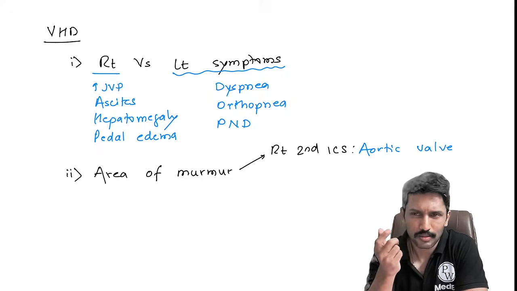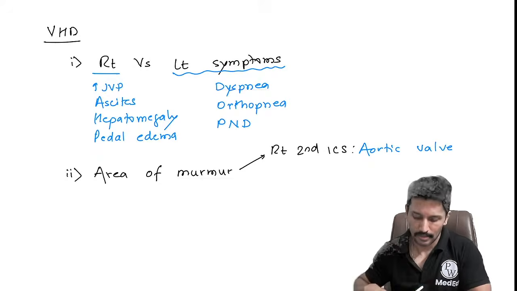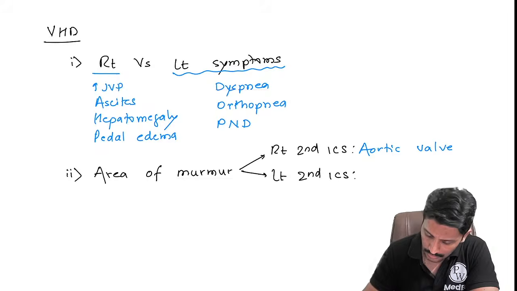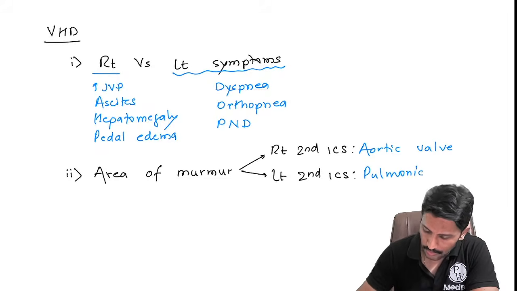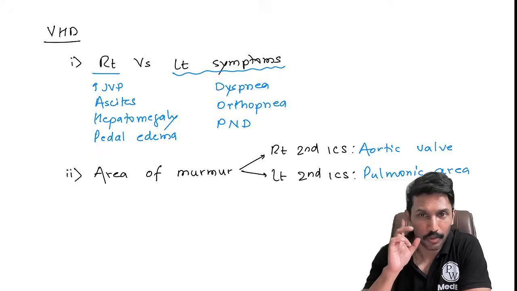You choose AS, and you have a 50% chance that you may be right, and if only AS is an option and AR is not there, you are already sorted, right? Then similarly, the left second intercostal space is the pulmonic area. So if the murmur is best heard in the left second intercostal space, that means it is coming from the pulmonic valve.